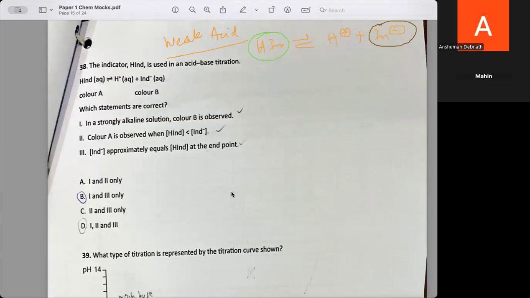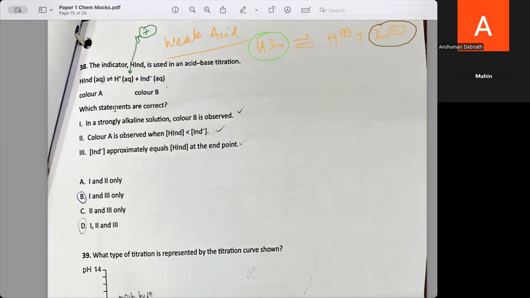If you add an acidic solution, what happens? Tell me, which side does the equilibrium shift? Towards the back. Color A, right? And color A will be seen in prominence, right? Earlier, what happens? Both the colors were present and in equilibrium. We don't know the proportion, right? Where is the equilibrium constant? We don't know. So what happens? Color A will be seen, right?